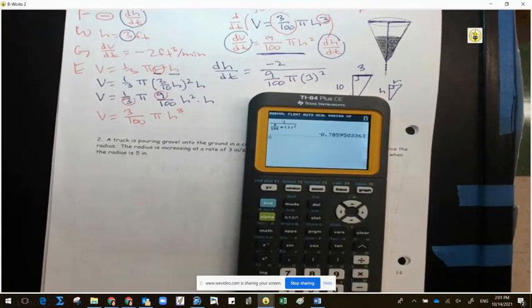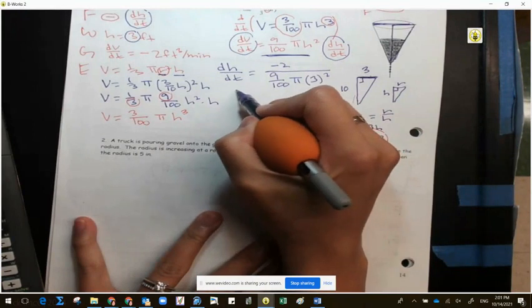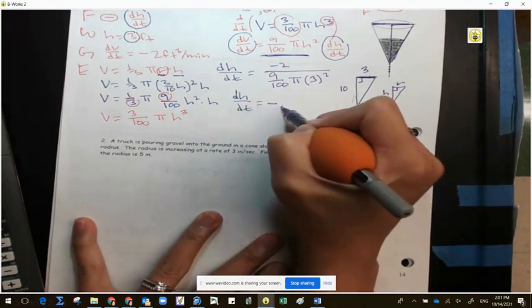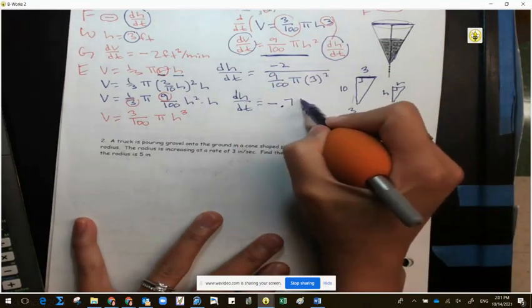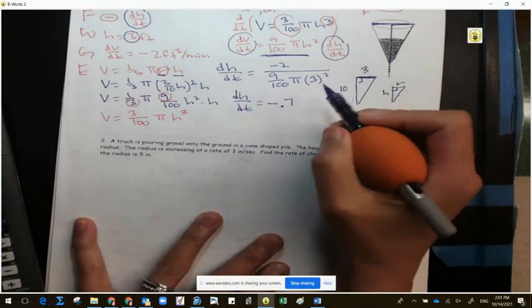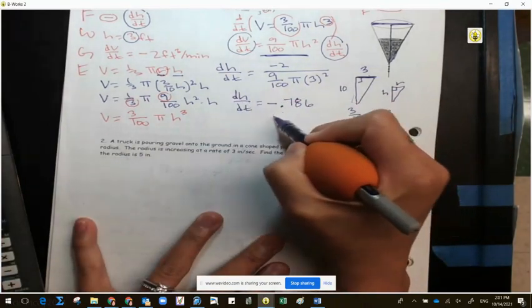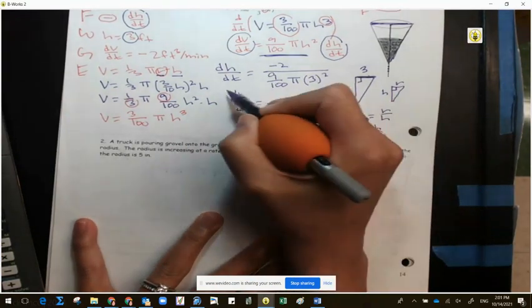First of all, did I get a negative answer, as in it's getting smaller and smaller in volume? Yes, I did. And our height is also getting smaller. So we have dh over dt is equal to negative. Okay, someone give me 3 decimal places if you have it. 0.786. And that was feet per minute, because the height is not feet squared or any of that, just feet.